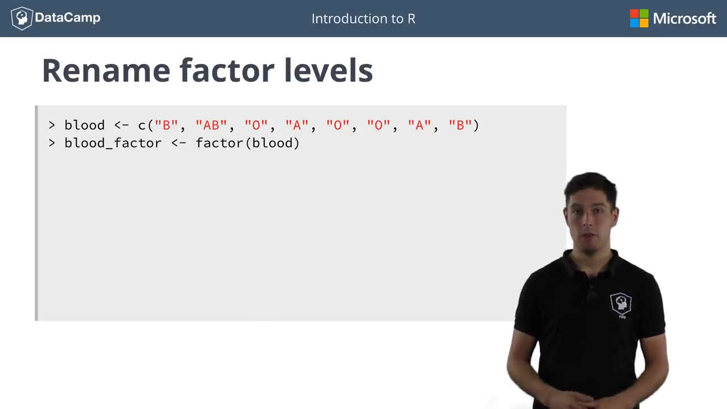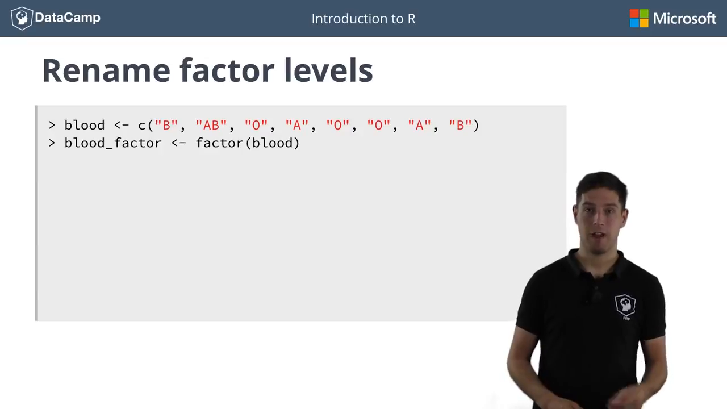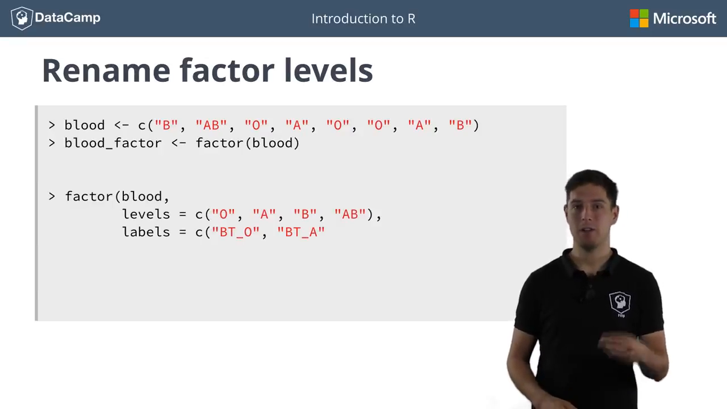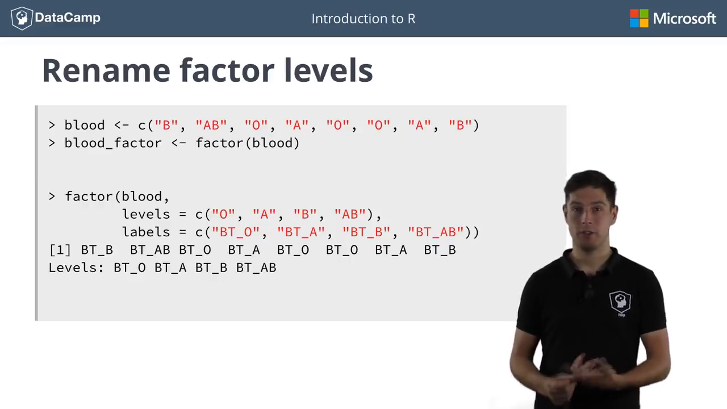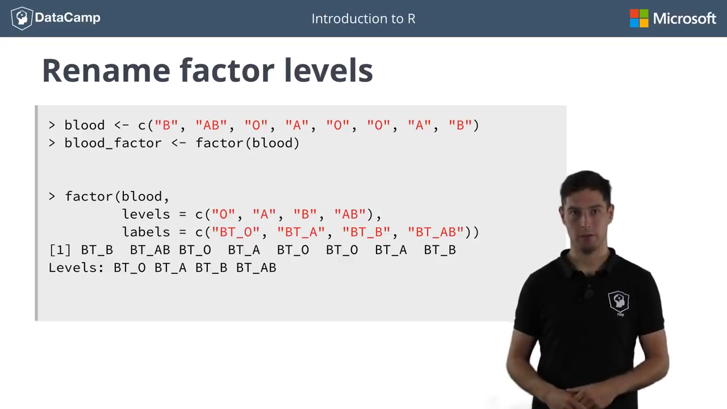To solve for this, you can use a combination of manually specifying the levels and the label argument when creating a factor. With levels, you specify the order, just like before, while with the labels, you specify a new name for the categories.